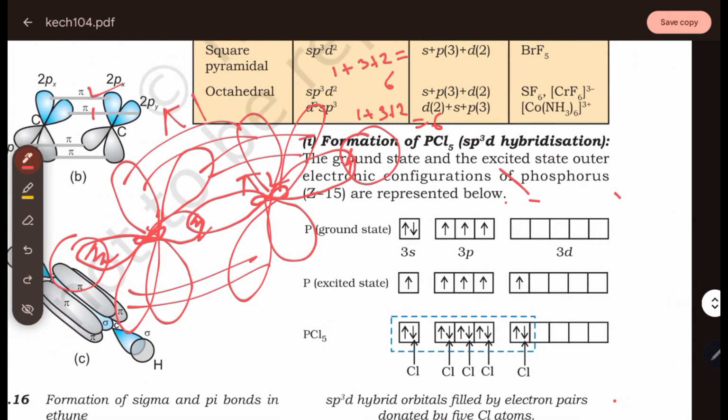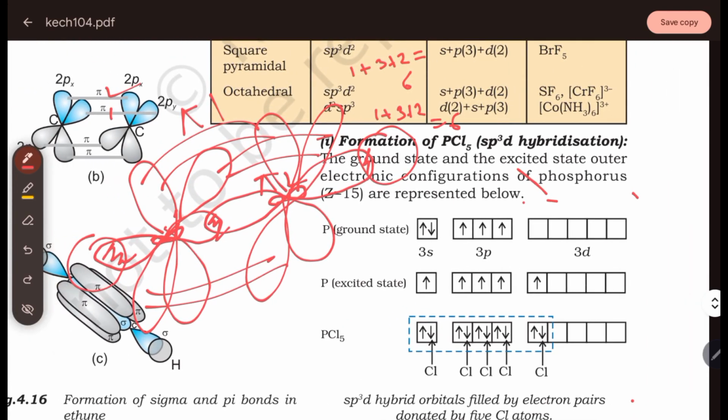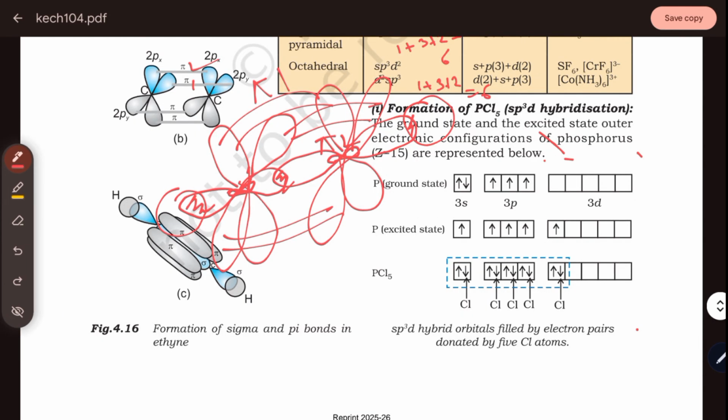So in case of PCl5, you have sp3d hybridization. In the PCl5 molecule, we can see the central atom is phosphorus, and the ground state electronic configuration in the valence shell is 3s2, 3p3, and there are 5 Cl. So here we are getting 5 unpaired electrons in the excited state. From 3s to 3d, 1 electron is getting promoted, and we are getting sp3d. So this is the sp3d hybrid orbital.